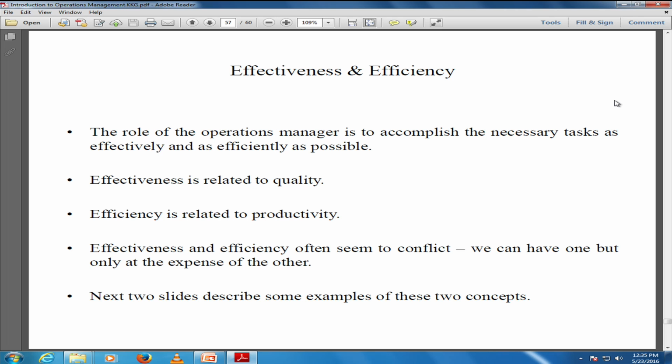Am I effective? Am I doing the right thing? Am I efficient? Am I doing it the right way? These are the two important differences that must be understood very properly. And sometimes effectiveness and efficiency often seem to conflict. Sometimes we can have one, but only at the expense of the other. Look at this.